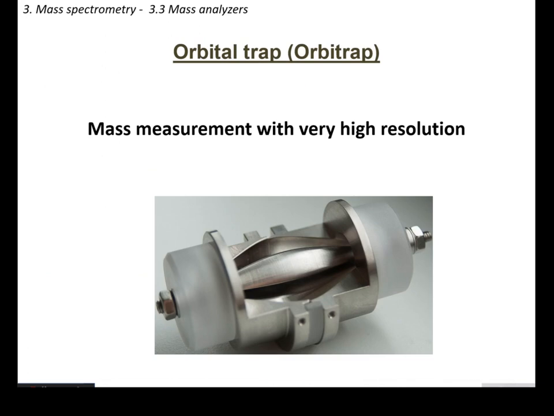The last configuration for mass analyzers is the orbital trap, or Orbitrap. It is the most recent design, and it's very powerful because it will measure with very high resolution. This is this type of device. You see, it is a block with a little space in it, and within this space you have an axis made of metal as well. And this axis is an electrode, and the borders, the walls of the block, are also electrodes.